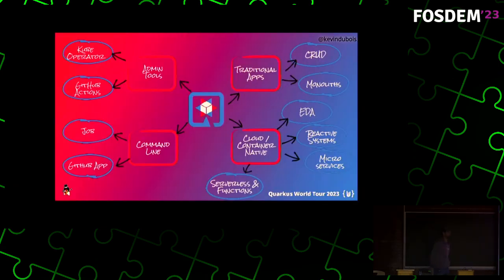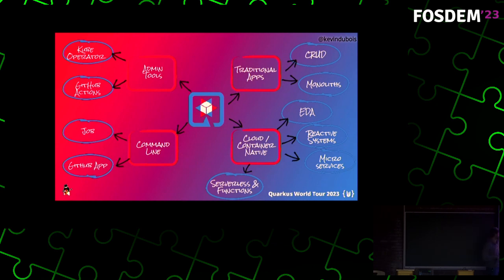So what do you want to use? What can you use Quarkus for? Virtually anything. So there are Quarkus-based Kubernetes operators. There's an operator framework where you can create these automatic components in Kubernetes that manage resources in Kubernetes.